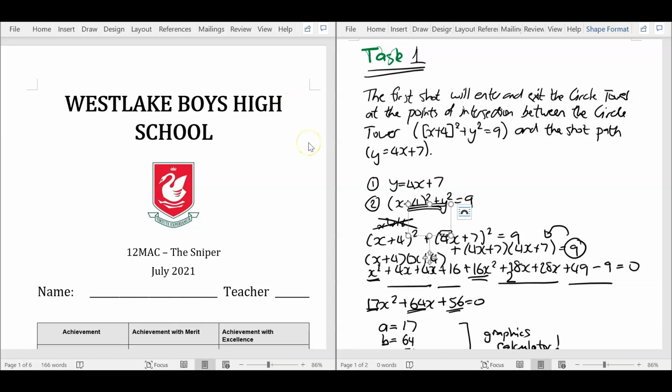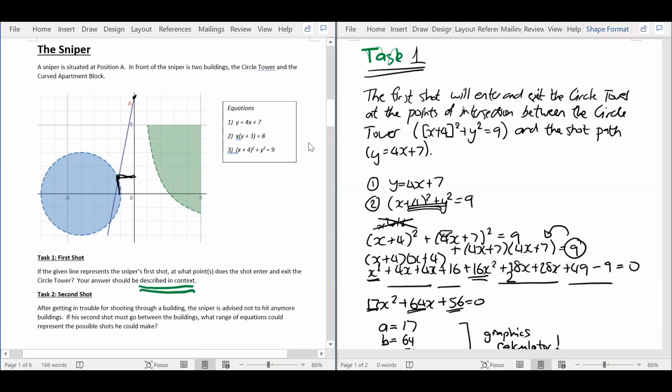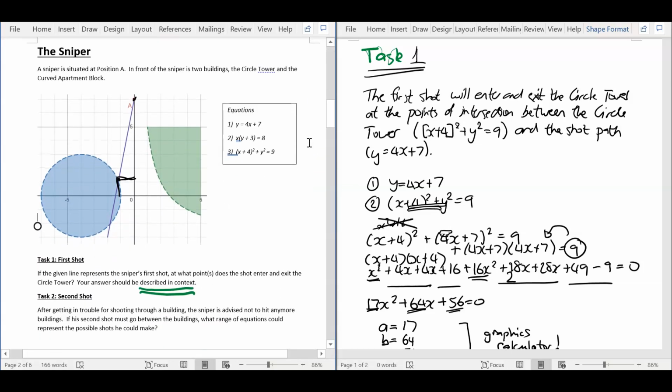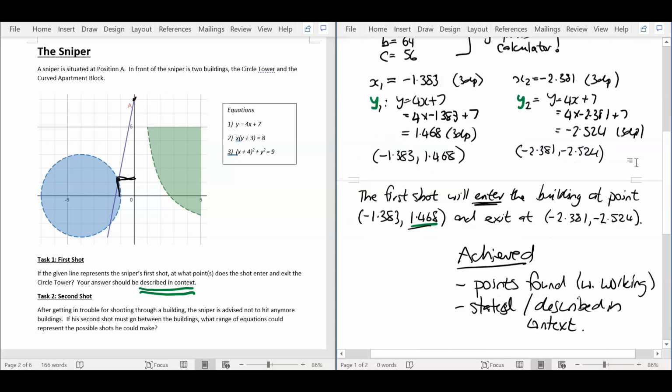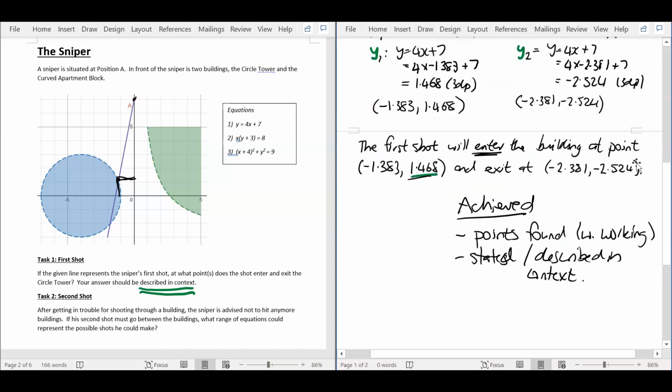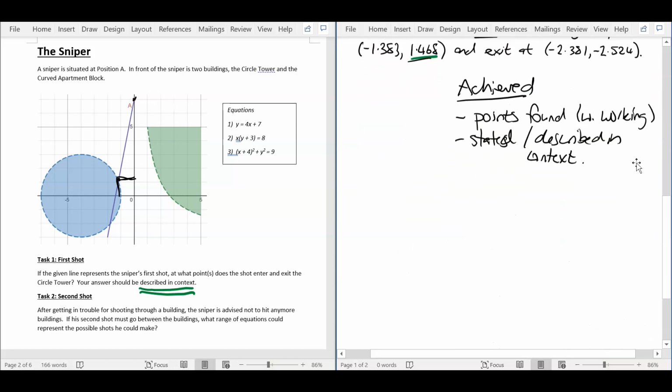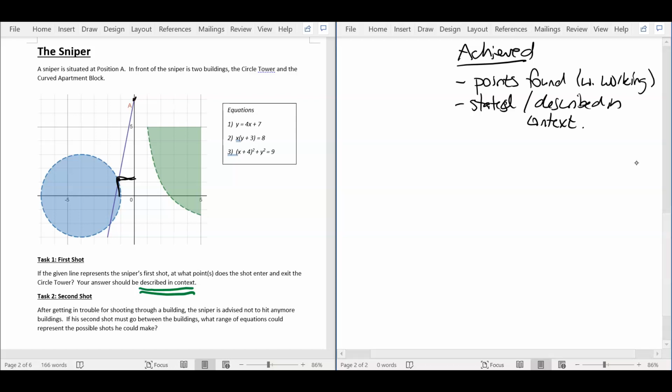This is the part 2 video for the task the sniper. Hopefully this looks familiar, but we've had a look at this task in the previous video, so if you haven't seen it, make sure you do. We looked at task 1 and we found out the 2 points of intersection. We're now going to move on to task 2. And just a note, task 2 is where the merit and the excellence stuff comes into play.